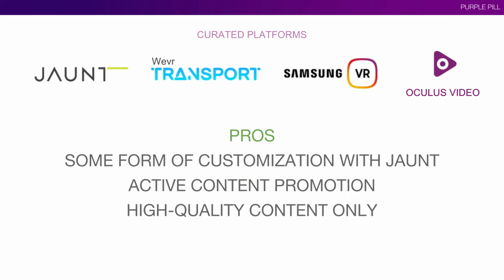Next up, curated platforms, which we sometimes refer to as channel in-app distribution. A great example of this model is JAUNT, who have an app live in the app stores. And if they accept your content, they will create a channel inside the JAUNT app where your content can be viewed. There is some form of customization possible with the JAUNT SDK for Unity to style and brand your channels.